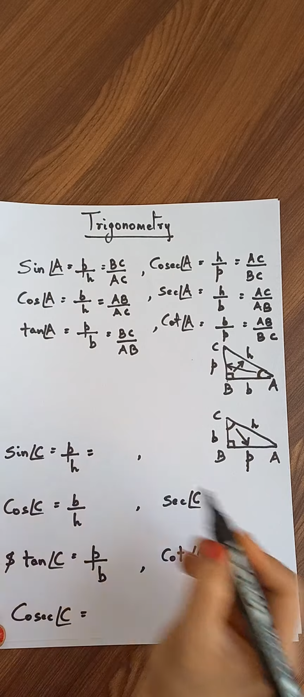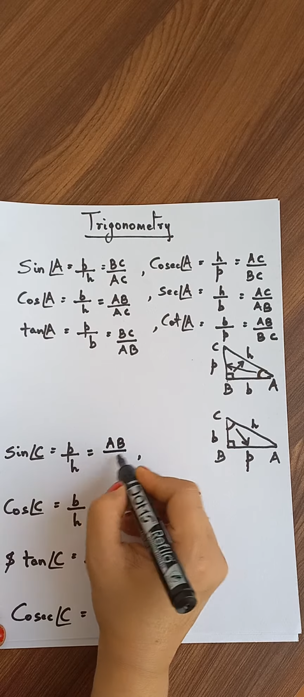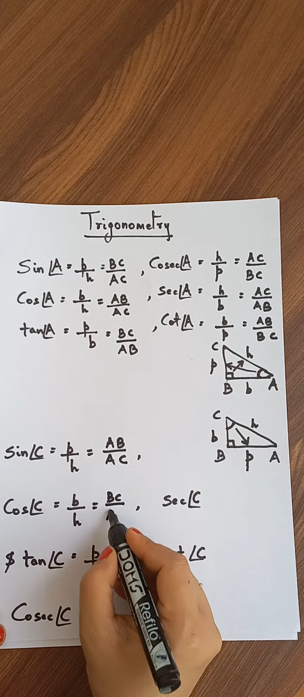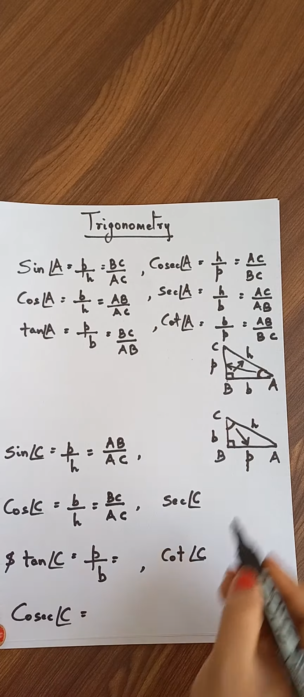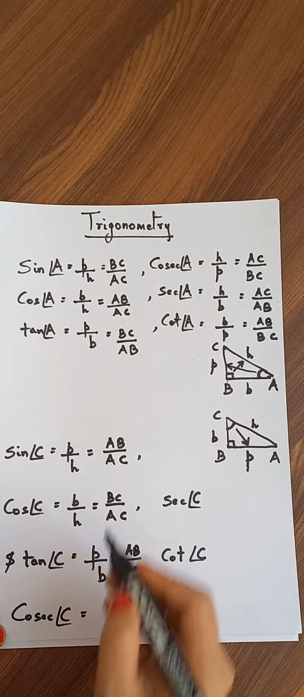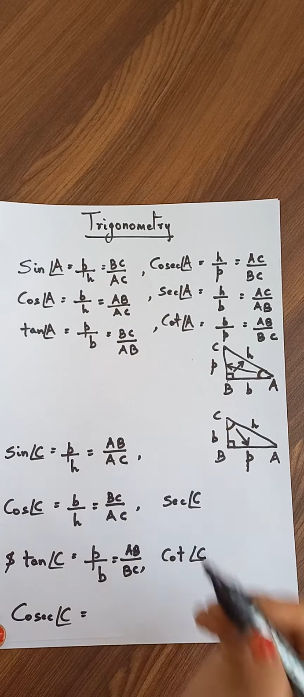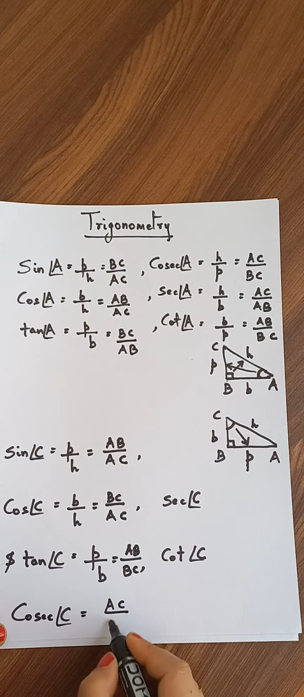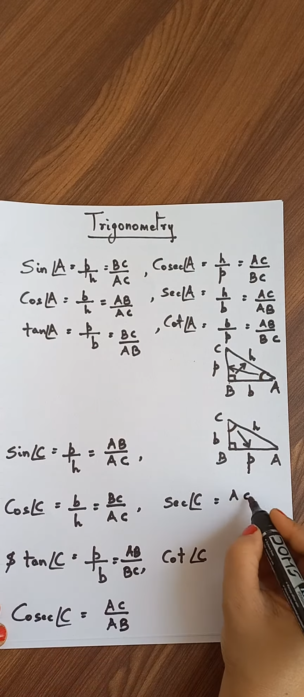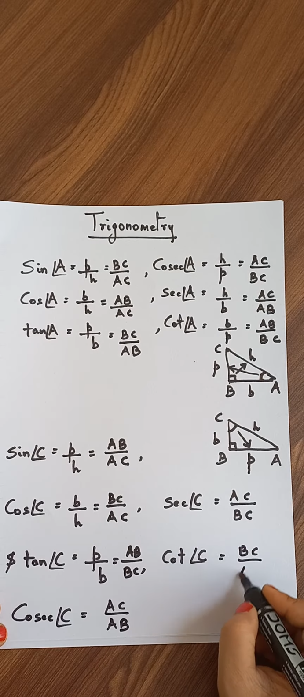So now sine of angle C will be perpendicular upon hypotenuse. So perpendicular is AB and hypotenuse is AC here. Cos function is b upon h, that means BC upon AC, and tan function is p upon b, so p is AB and b is BC. Now as we know, cosec is reciprocal of sine, so we have to reverse it. Numerator becomes denominator and denominator becomes numerator, so it will become AC upon AB. For sec function, it is reciprocal of cos, so AC upon BC, and cot is reciprocal of tan, so it will become BC upon AB.